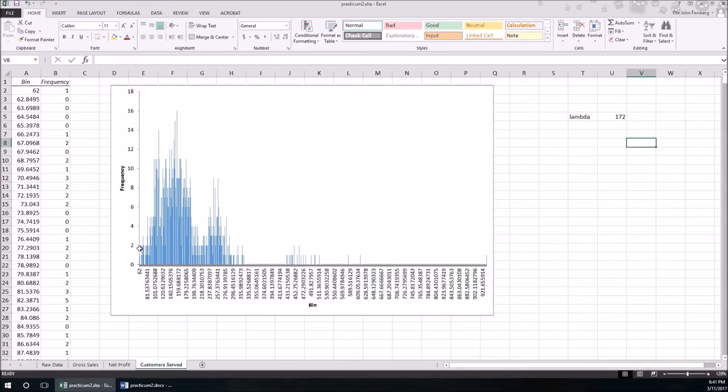I mean, the highest I got was, say, 920 customers served. Well, for this sample, the maximum was 921, but there's nothing in the variable itself that means I can't have 922 customers in a day or 923 customers in a day. So there's really no theoretical upper bound. Hence, Poisson with parameter 172.